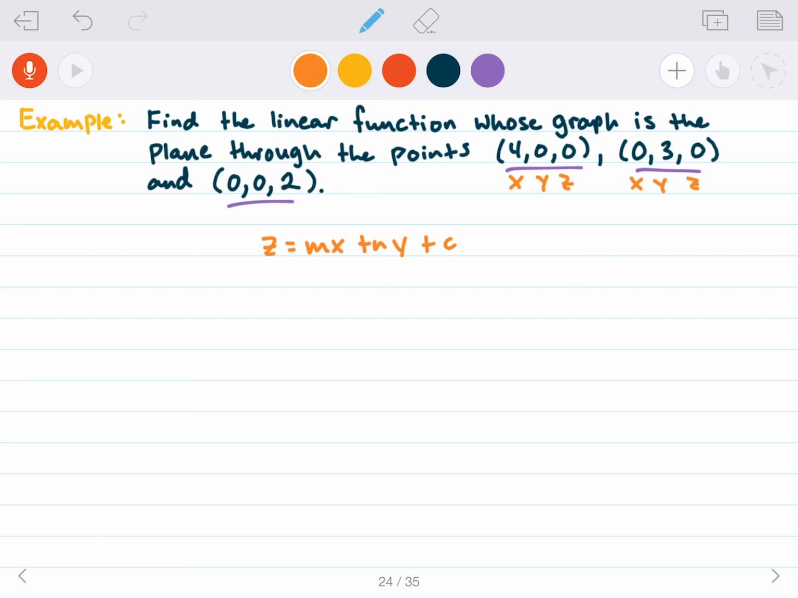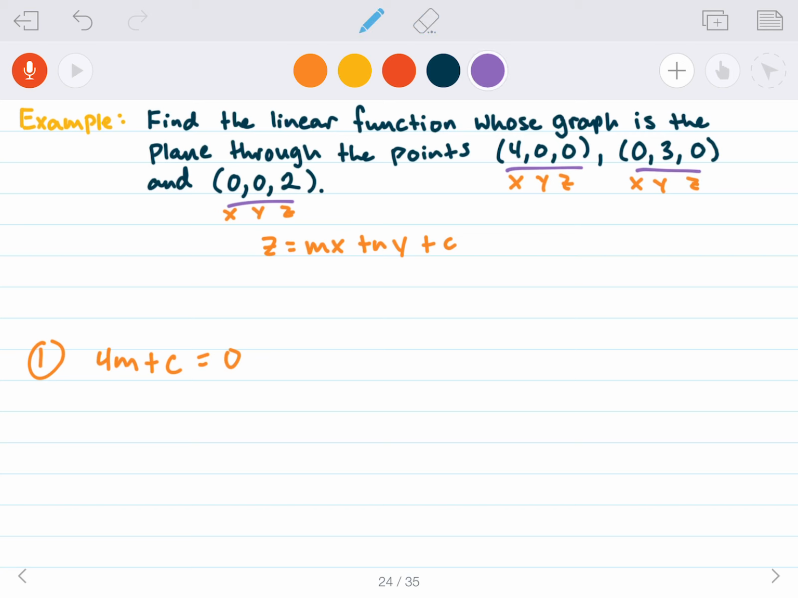So we have 3 equations. Our first equation I'll use with this point right here. So I have z is equal to m times x plus n times y plus c. Now this goes away to 0, and I'm just left with 0 equals 4m plus c. Let me rewrite that. Okay, so that's our first equation.